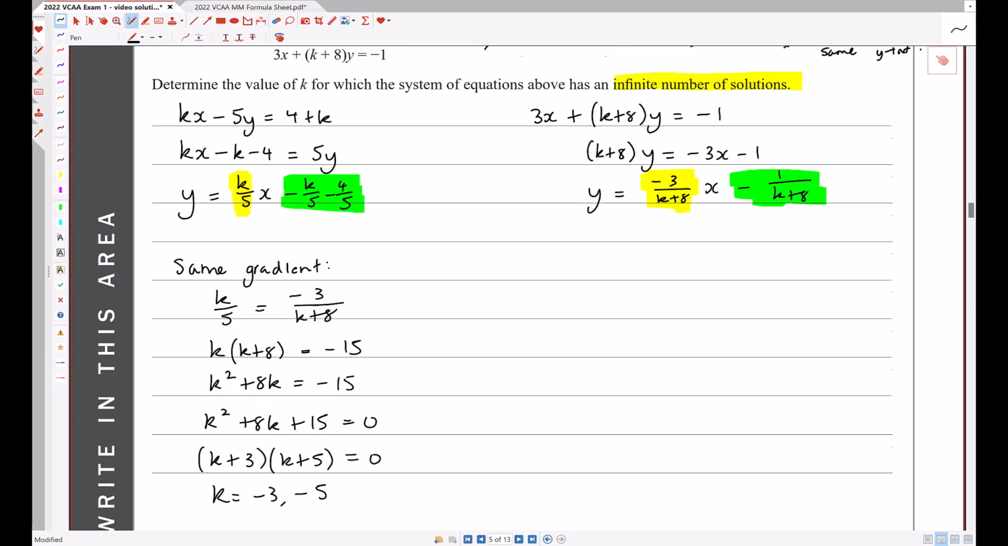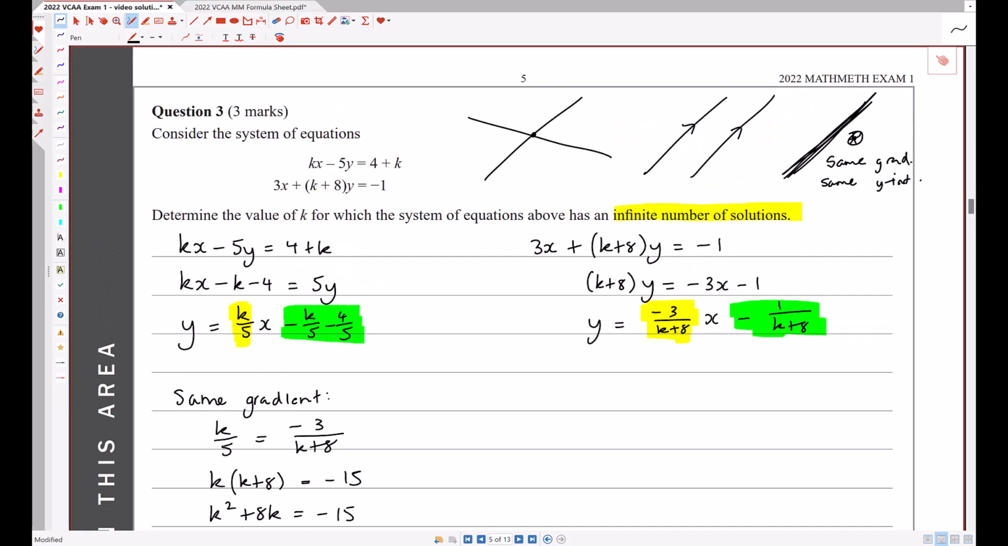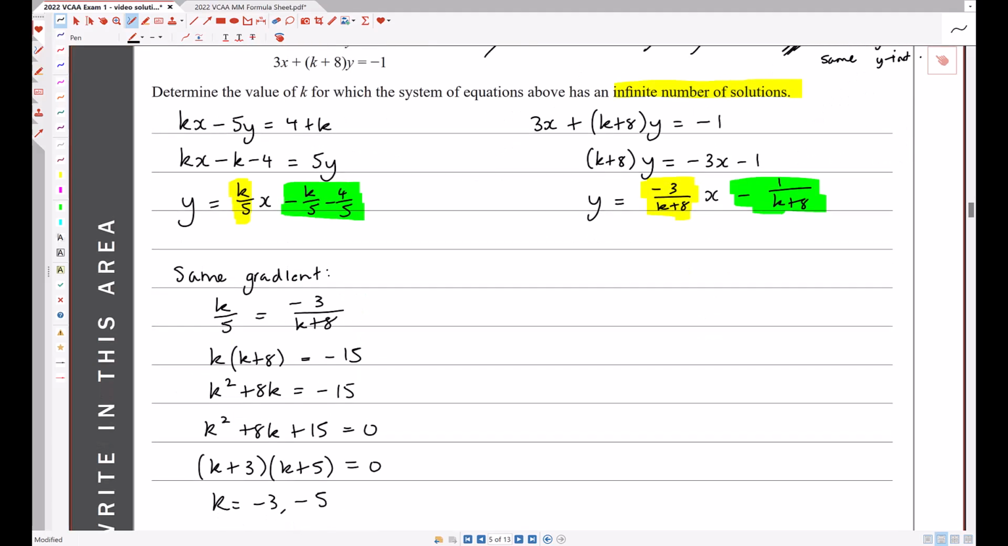So it's possible that only one of these values of k also gives us the situation where we have the same y-intercept, and so that's where we also need to consider the two y-intercepts. So same gradient was us equating the two yellow things. Same y-intercept is going to be us equating the two green things. So that's going to be negative k on 5 minus 4 on 5 equals negative 1 on k plus 8.